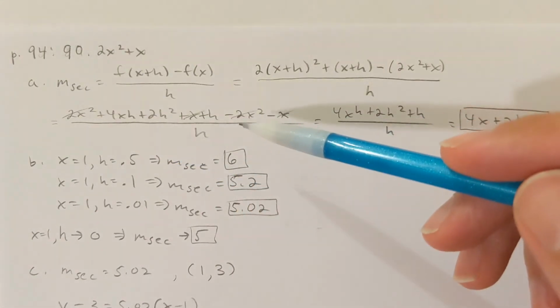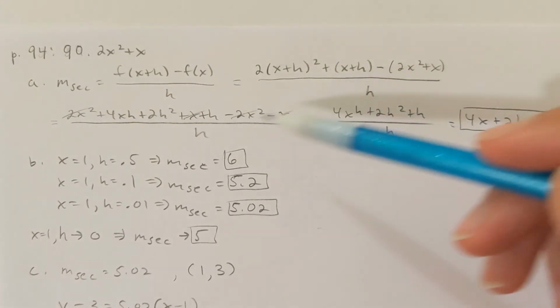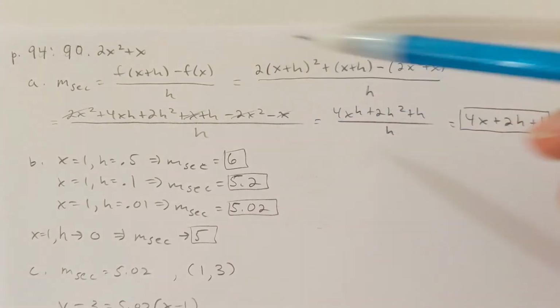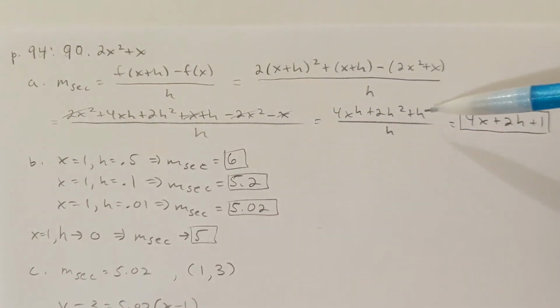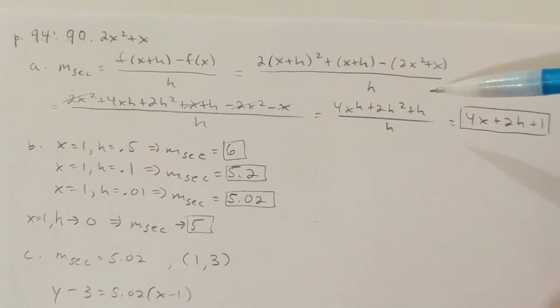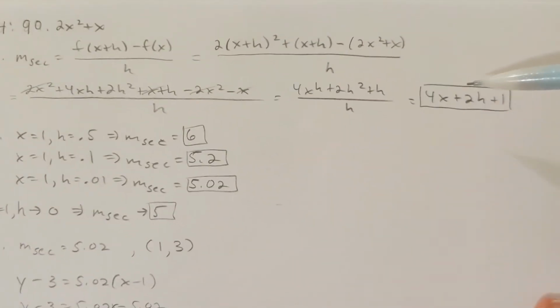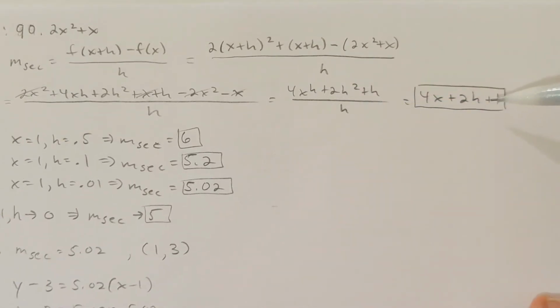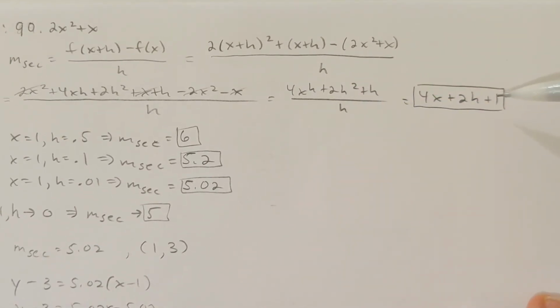Okay, so the 2x squareds are gone, x is gone, and that leaves me with 4xh plus 2h squared plus h all over h. And h is in common to those 3 terms up top, so I can factor that out and cancel it with the h down under. 4x plus 2h plus 1 is my answer.